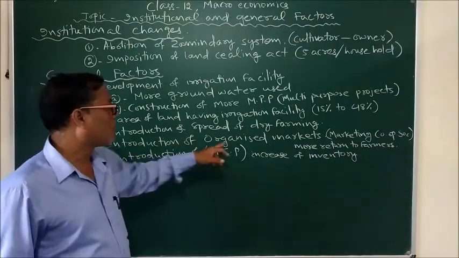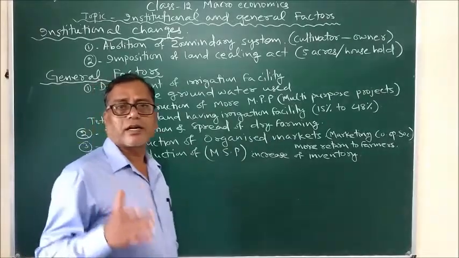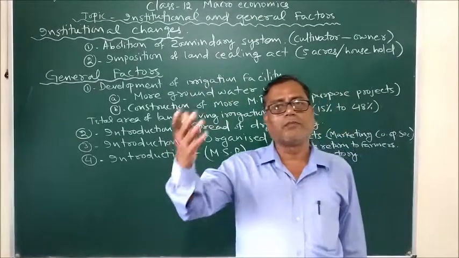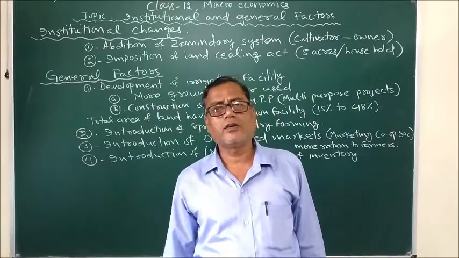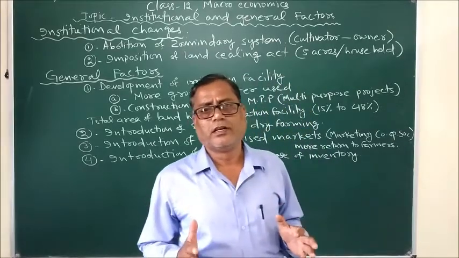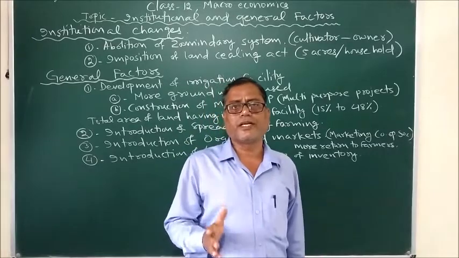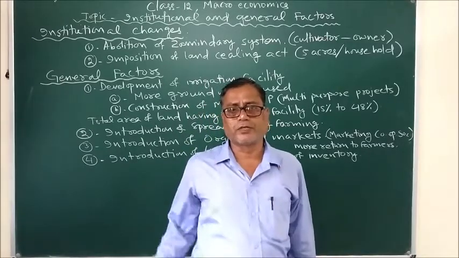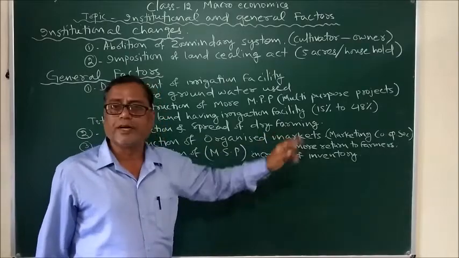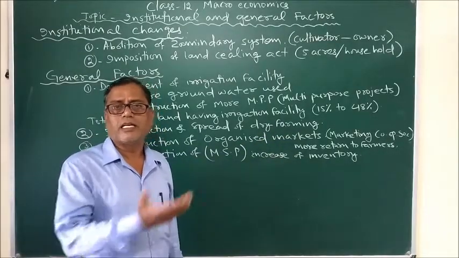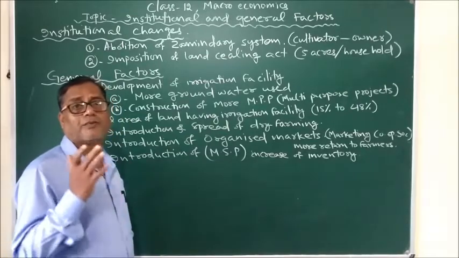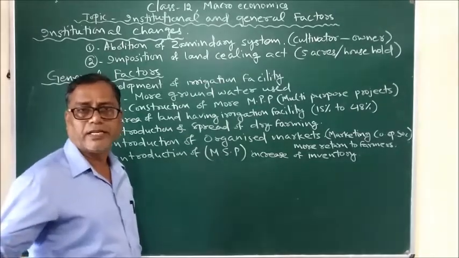Next point is introduction of organized markets. Organized markets are marketing cooperative societies, where the farmers became able to sell their product directly in the market or directly to the government. Earlier, there were intermediaries and they kept a large chunk of the profit of the product, and the farmers were not getting a proper price for their product, and economically they never became prosperous. But now, due to this change, that is the setting up of organized markets or marketing cooperative societies, the government directly purchased the crop from the farmers, and the farmers were ensured the right price of their product, and their profitability increased.